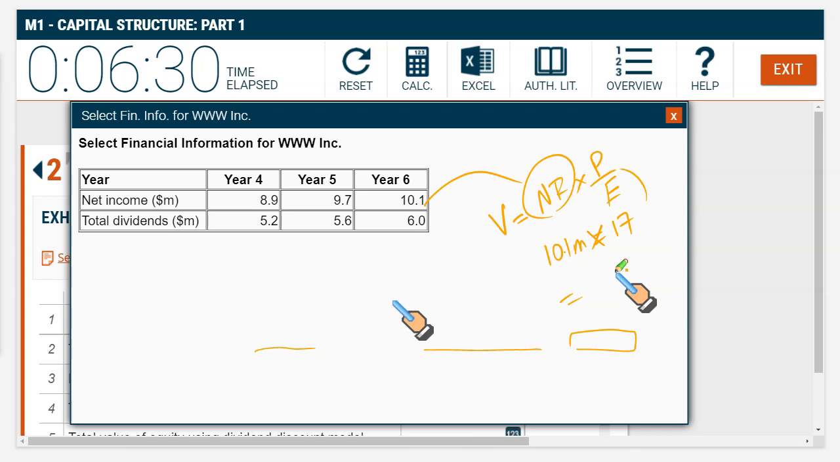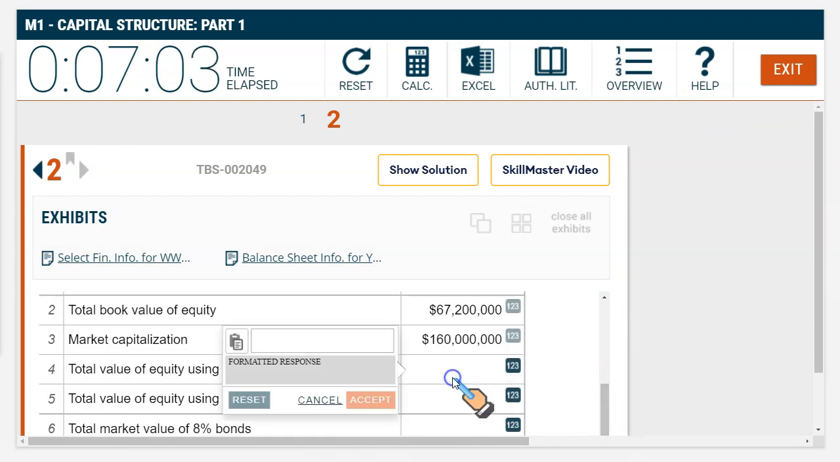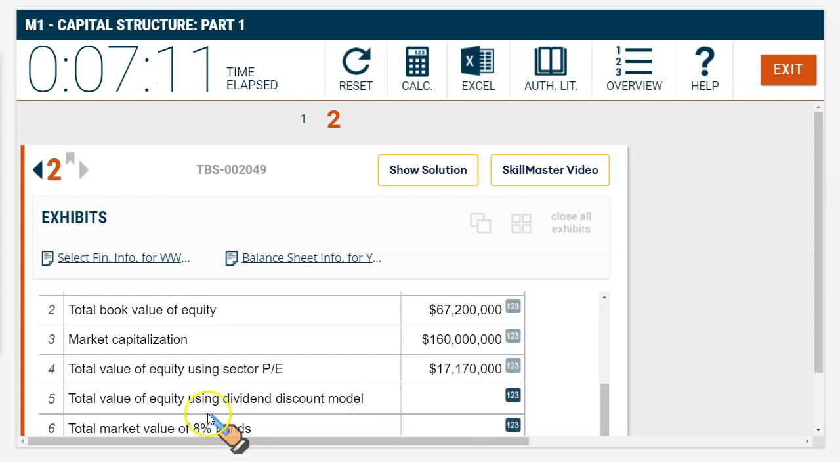So it gives you 171,700,000. So this is going to be the value as per the question's requirement, 171,700,000. So just plug it in right here. The total value of equity using the sector's PE, and here we go, 171,700,000. So next part says the total value of equity using the dividend discount model.